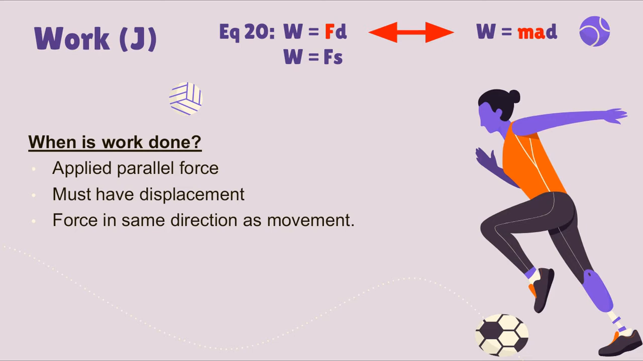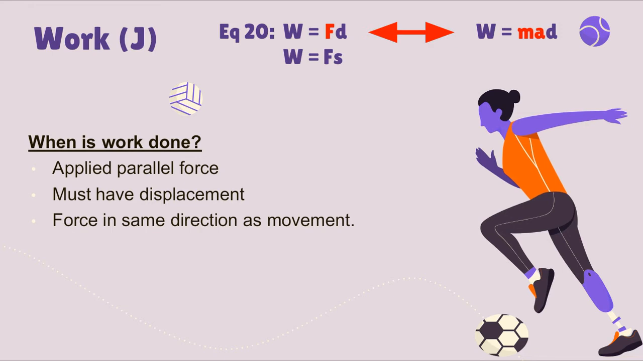All right, so work. Work is equation 20 in our formula sheet, and the equation is W is equal to F times D. Now remember that F can be replaced by MA, so W is also equal to M times A times D. And as I said earlier, depending on your source, you may see W is equal to Fs. That S stands for displacement, so it's the same thing as the D.